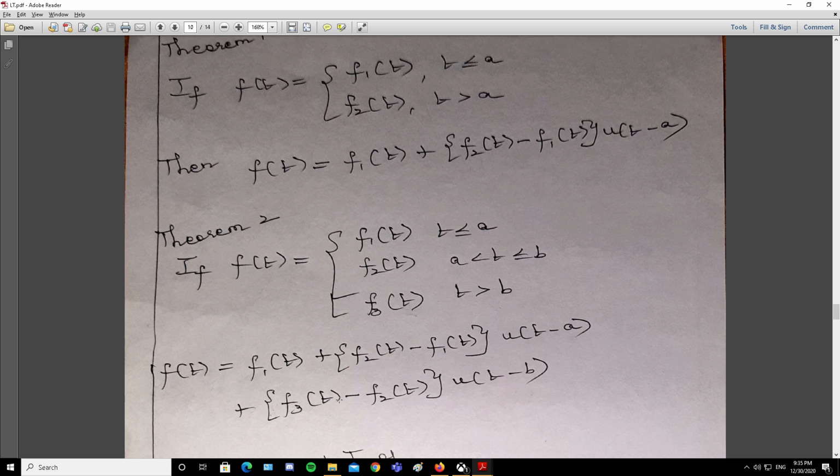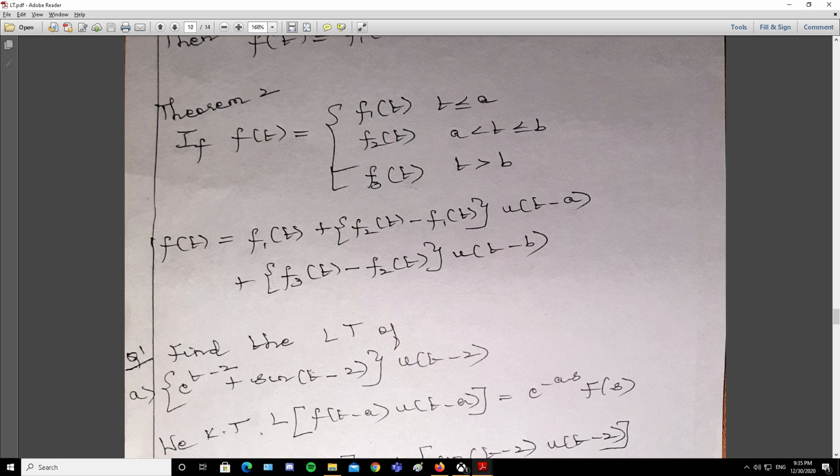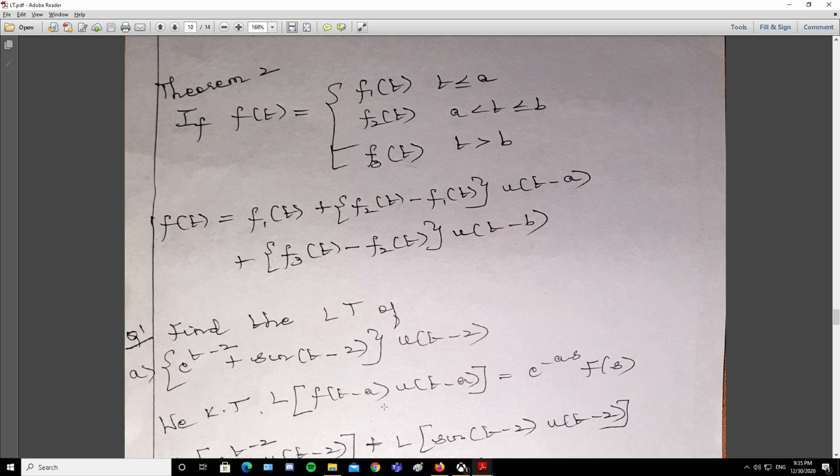We will be using them in problems. Now first problem: find the Laplace transform of e power t minus 2 plus sine of t minus 2 into u of t minus 2. So here you have to find the Laplace transform of the product. Whenever you have to find the Laplace transform of the product, make use of the Heaviside shift theorem. What is the Heaviside shift theorem?